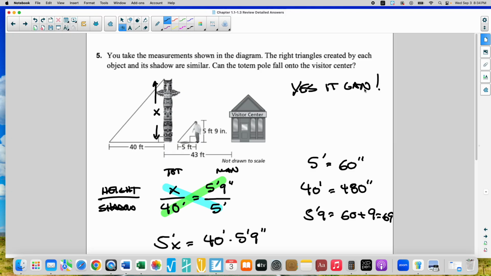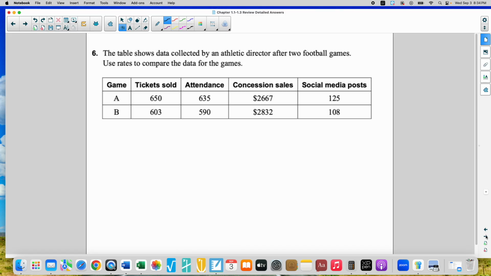Evacuate. Evacuate. Number 6. The table shows data collected by an athletic director after 2 football games. Use rates to compare the data for the games. So we can pick anything that we want to compare. Tickets sold, attendance, concession sales, social media posts. Okay, so let's do social media posts per attendance. Okay, how many social media posts per attendance?